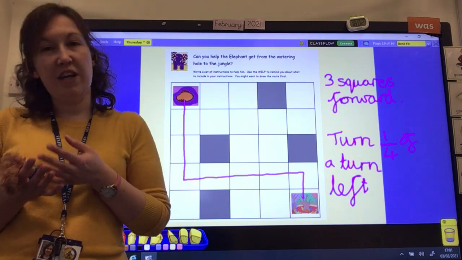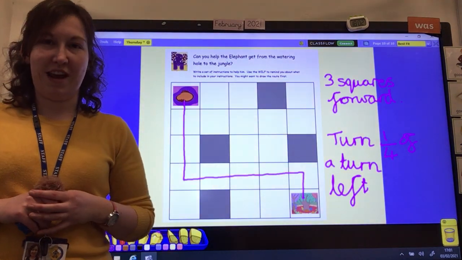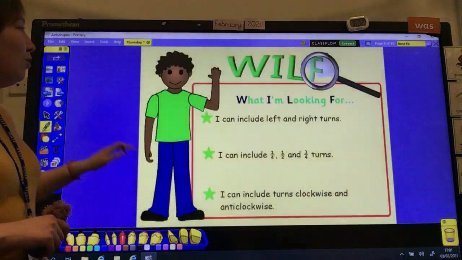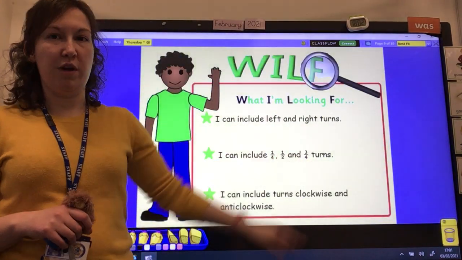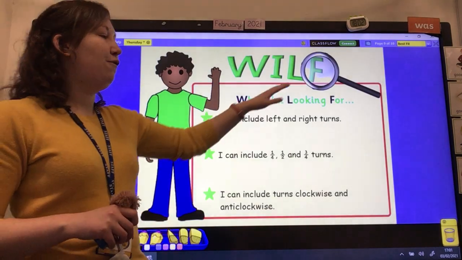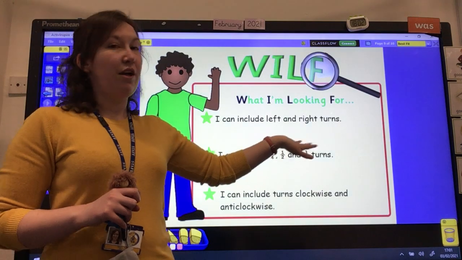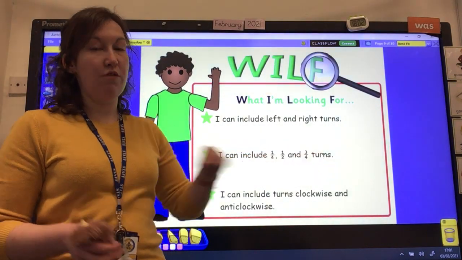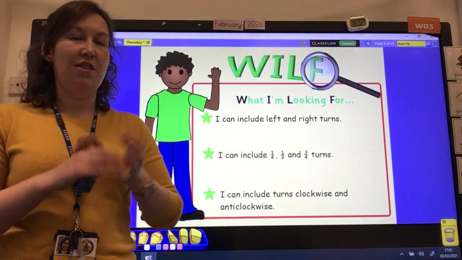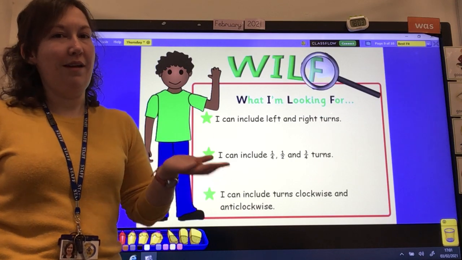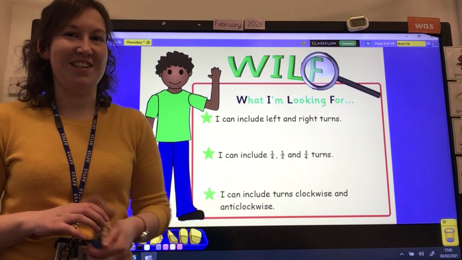It's up to you to be as creative as you like with your challenge today, but I'm really looking forward to seeing your instructions, seeing all of those lovely features from my wheel in there. Can I see left and right? Can I see the fractions, quarter, half, and maybe even 3/4 turns? So you've got to give me exactly the right instructions so that I know how to help poor elephant get back to the jungle. So good luck today, Year 2.